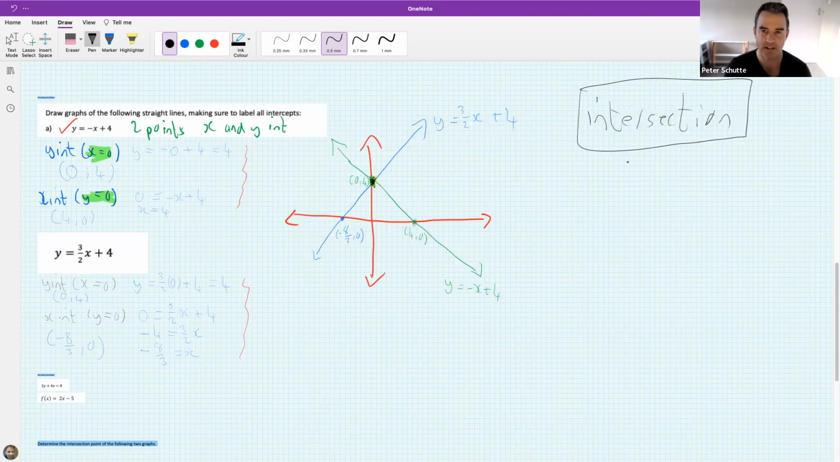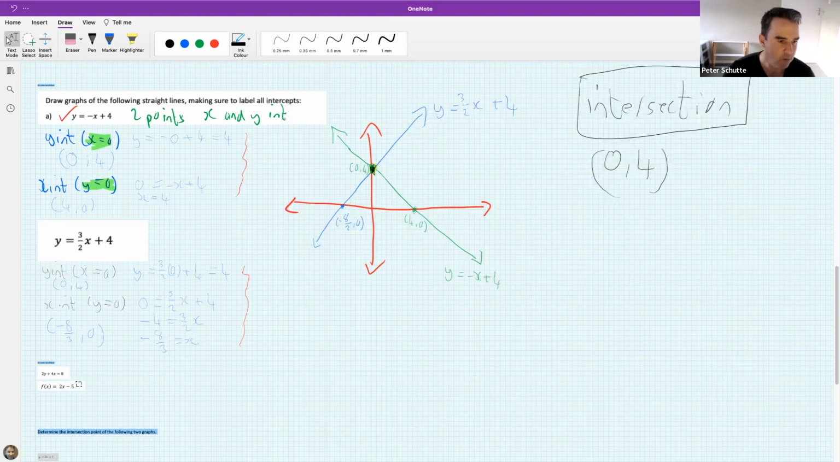What's it going to be, the intersection point? I think it's 0. It's 0 on the X, and on the Y, it's 4. 4. Perfect. So that's our intersection point, which happens to also be the Y-intercept. Fantastic. Yes.